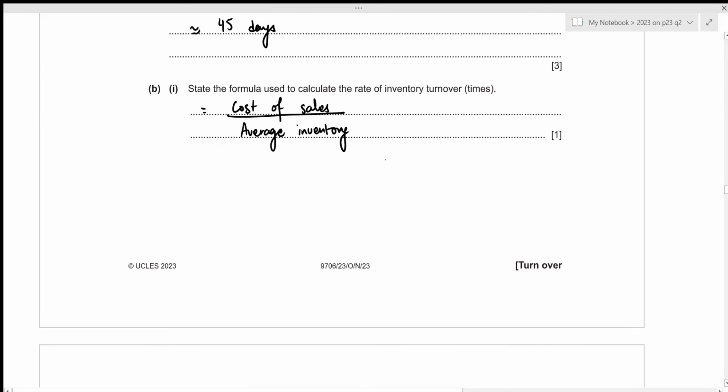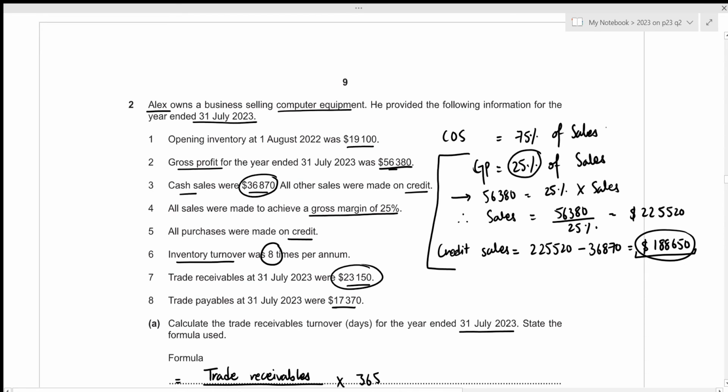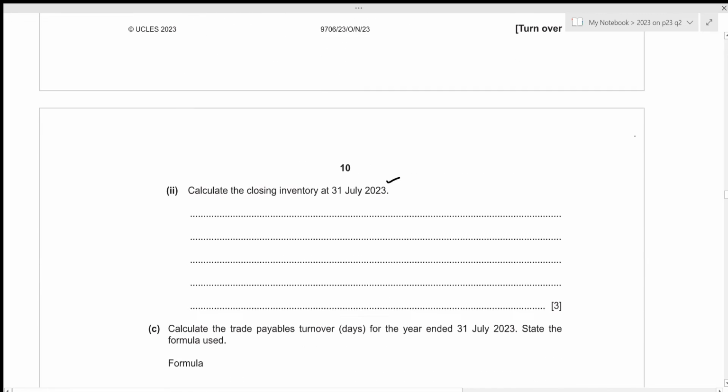We have been given the hint itself, so we need to utilize this formula in order to calculate the closing inventory. Okay, so the inventory turnover is 8 times per annum, and we also have the gross margin of 25%. So if 25% of sales is the gross margin, the remaining 75% of sales will be the cost of sales. Since now we already have the value of our total sales, we can calculate our cost of sales as well. That will be 75% times our total sales of 225,520. This results in the value of 169,140.